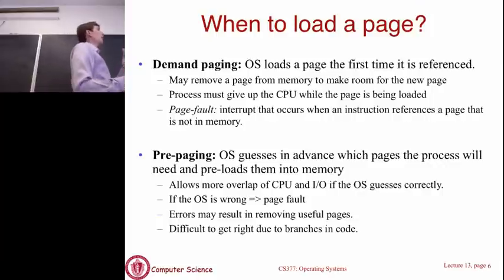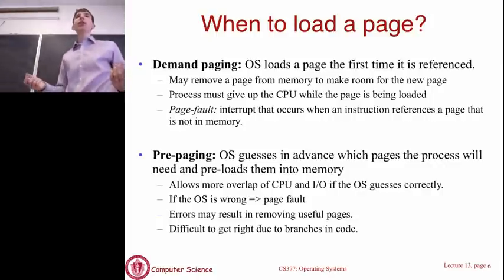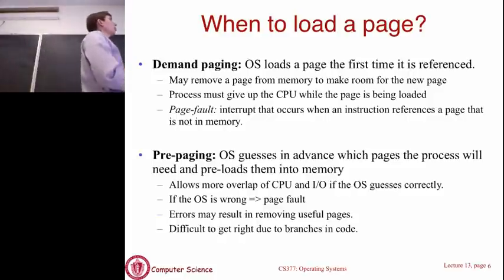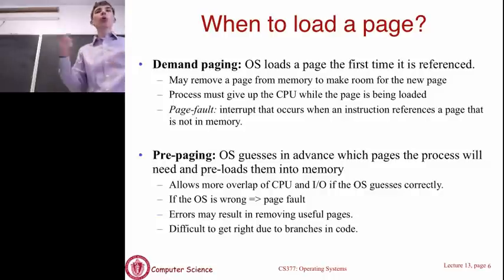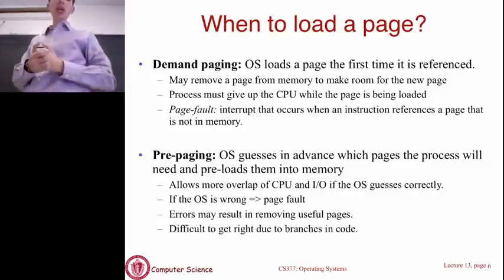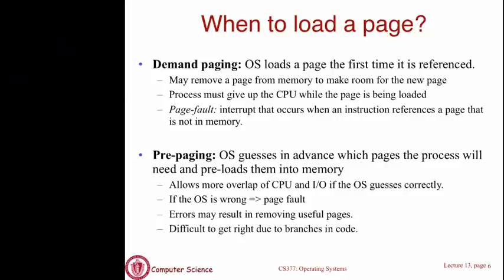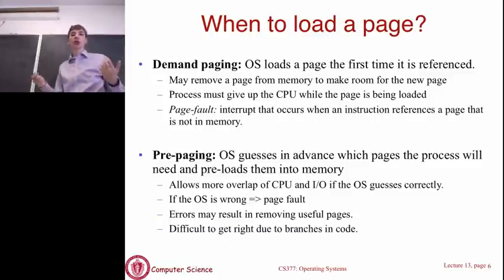So if you can guess correctly what pages you'll need before you actually need them, then you can load them into memory, and once you need them, they're already there. That'll allow us to do more overlap of CPU and I/O. But of course, if you guess wrong, you can still run into page faults. And if you're guessing wrong, you may actually evict memory that's useful. Pages that are currently in memory that you're having to throw out, you might actually need those pages. So pre-paging is a nice idea, but in practice, it's often fairly difficult to do.